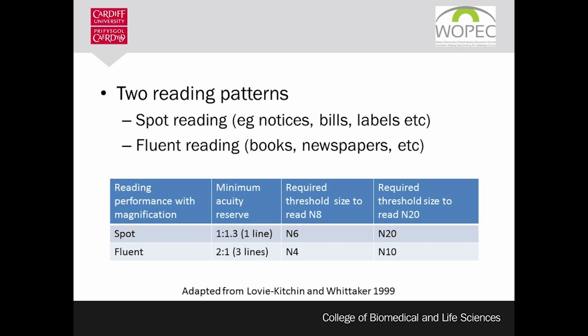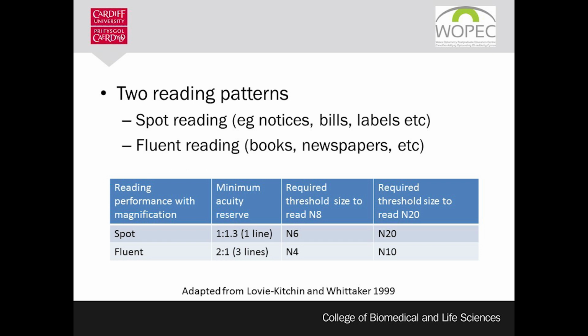Secondly, when it comes to reading fluently, like reading a novel or a newspaper, then we will need to go a bit further. Lovie-Kitchin and Whittaker recommend a reserve of 2:1 in this case, which basically means if the novel has a threshold acuity of font size 8, then we may have to give the person enough magnification to read font size 4 in order to fluently read the novel.